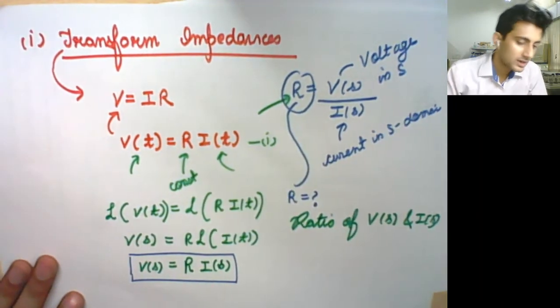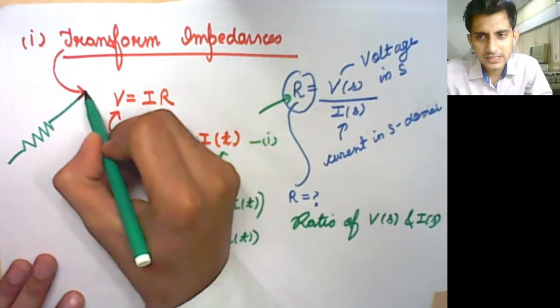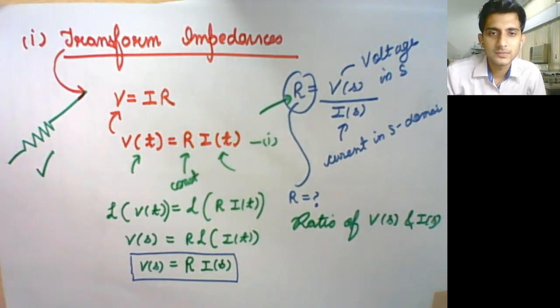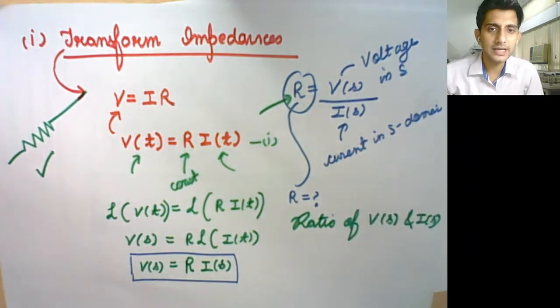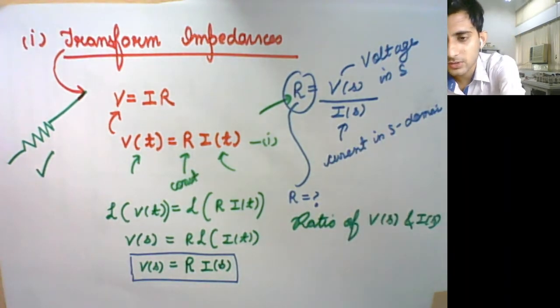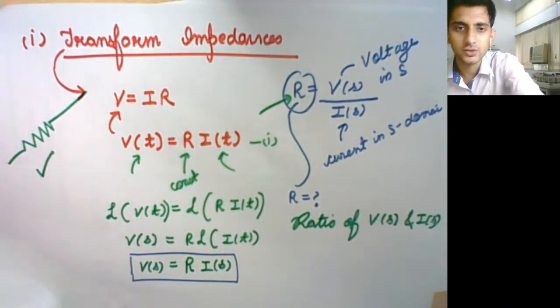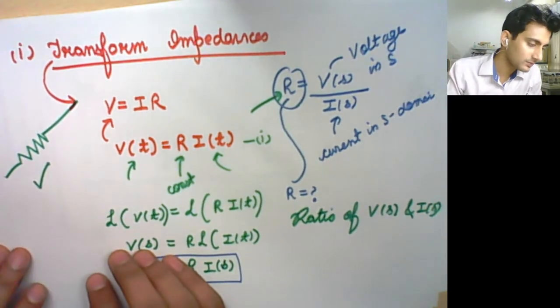Let us move ahead. So the case for resistance is now clear. It is just equal to the ratio of voltage and current in S domain. That is fine. Now move ahead.